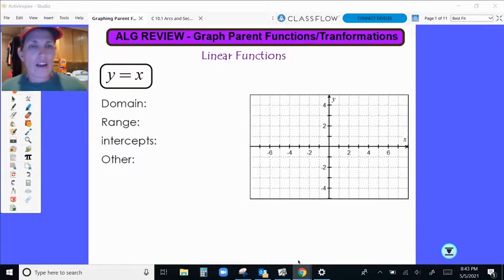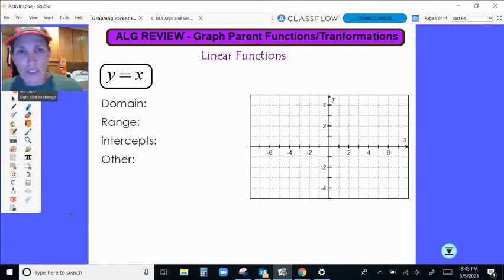Hello, everybody. Welcome back. So now we're going to begin a whole unit on just some algebra review to kind of buffer up our algebra skills before heading into next year's math, okay? So this should be a review for everybody. This should not be anything unfamiliar for you, okay? So we're going to talk about just different functions and the parent functions and then the transformations of those functions.